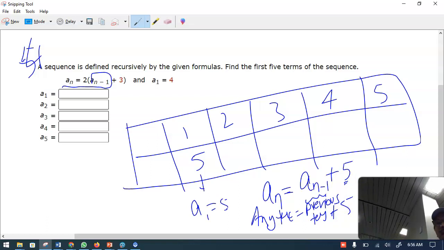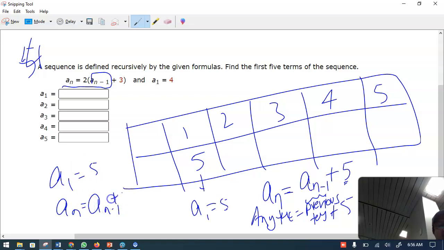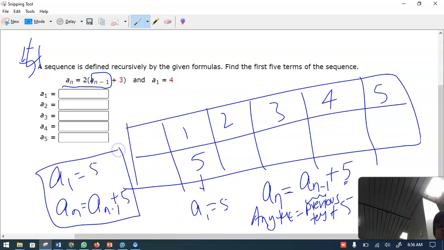So the recursive formula says, if a1, the first one, is 5, and any term, the next one, is always the one before plus 5. This is the understanding of recursive formula for the arithmetic sequence, or sorry, for anything. In this example, it's going to be an arithmetic sequence. So here it is this way.